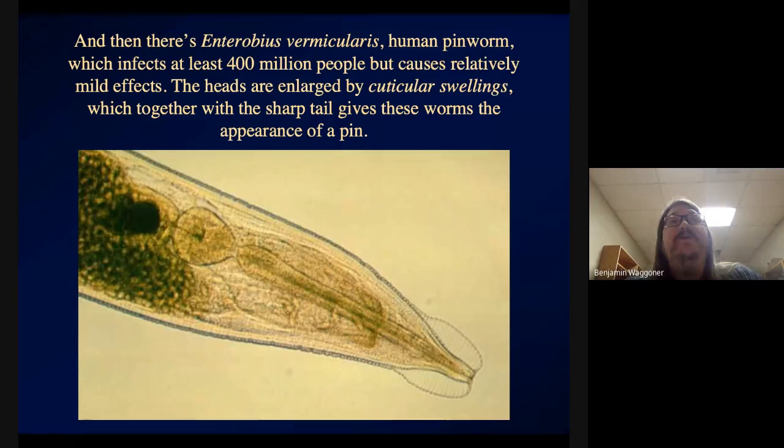And then Enterobius vermicularis is also in the Oxyurida. This is human pinworm. Very widespread, at least 400 million people infected, probably the most common parasitic animal in the United States. A lot of the parasites that infect other parts of the world have been brought under control here, as we talked about for hookworm, because of improvements in sanitation.